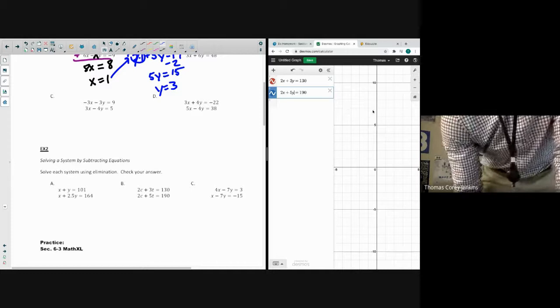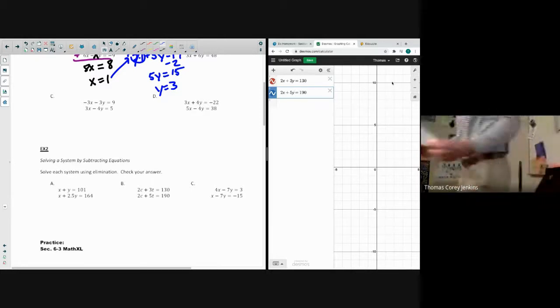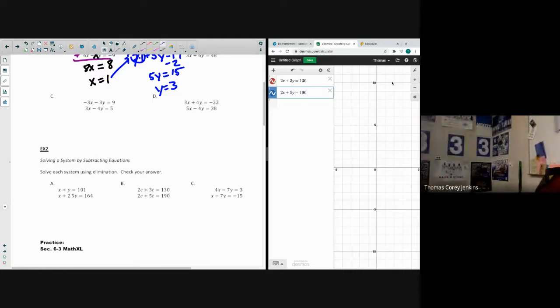All right, now that should give me something that I can work with. It does appear to be off of my screen, and we know in that case we would need to zoom out a little bit so we can see that point of intersection. Okay, so we're getting close now. All right, so there we go. Looks like 20 comma 30, okay?